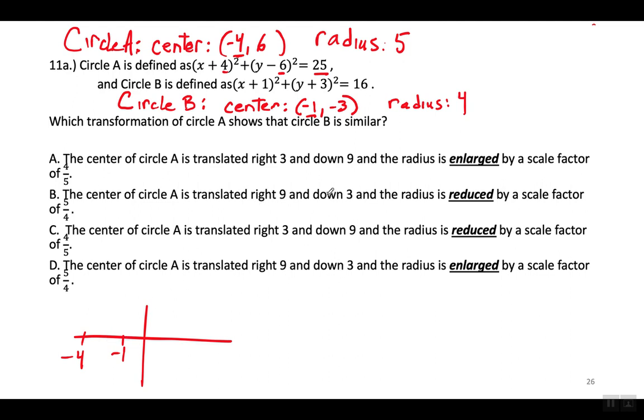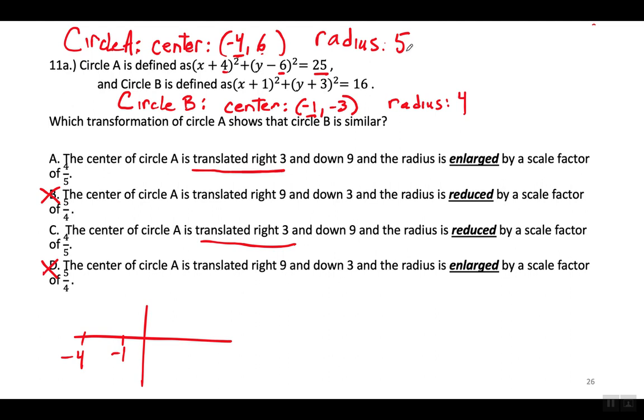All right, so just understanding that, we could eliminate 2 wrong answers. I could eliminate B and D, because I have to be translating it right 3 units. Now they both say that it's going down 9 units, which is correct, because it's moving down 9 units as well if you look at the y coordinate.